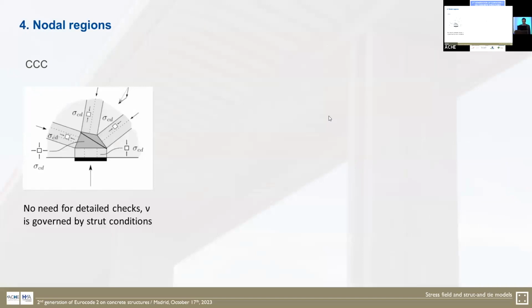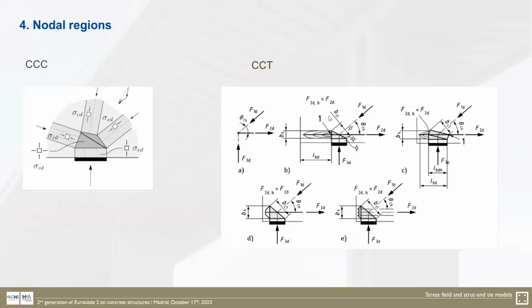So with respect to nodal regions, there has been a lot of work also. It has been concentrated on CCC nodes. I think this is something we already know, and there is no detailed check of the stresses, but this allows us to know what size we have to give to our node. There has also been a lot of work on the CCT nodes, particularly the classical solutions where we have anchorage outside, but also solutions where anchorage starts inside the nodal region.